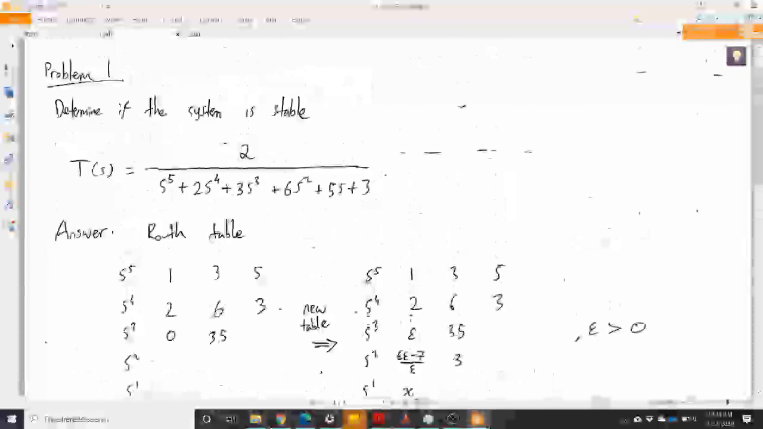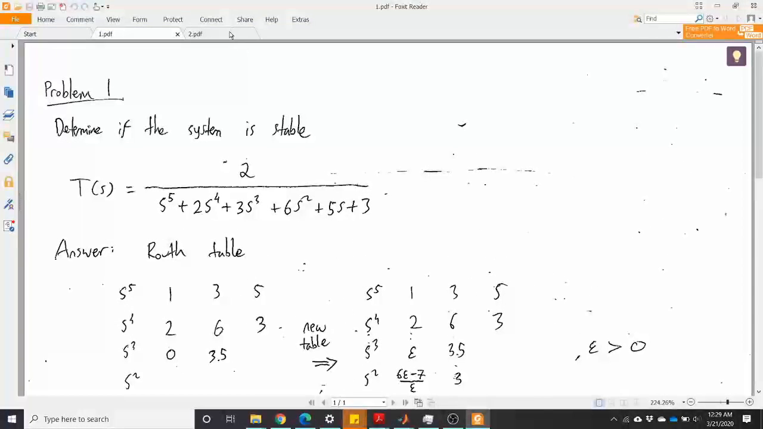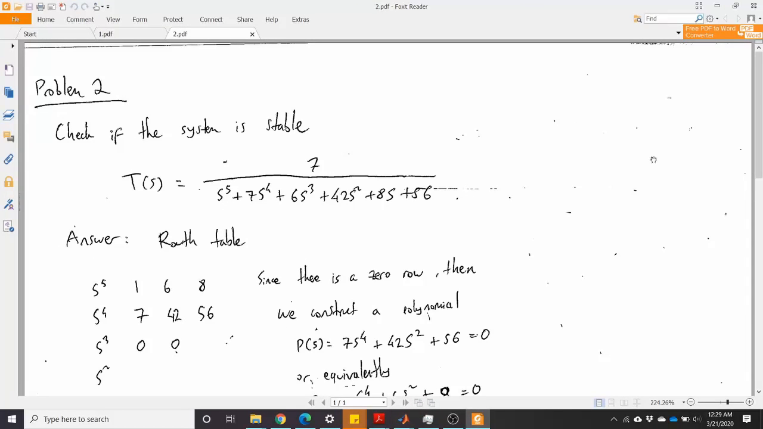So that's the first problem. Let's move on to the second problem. Again, we want to check the stability of the closed loop system. Similarly, we have a 5-degree polynomial.